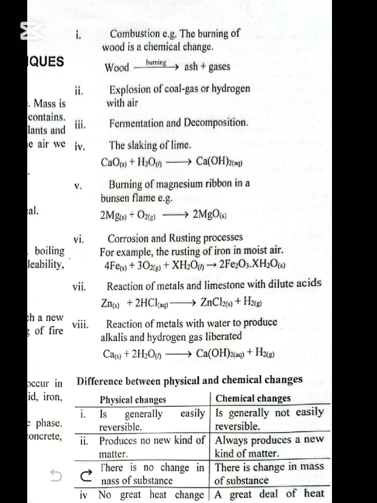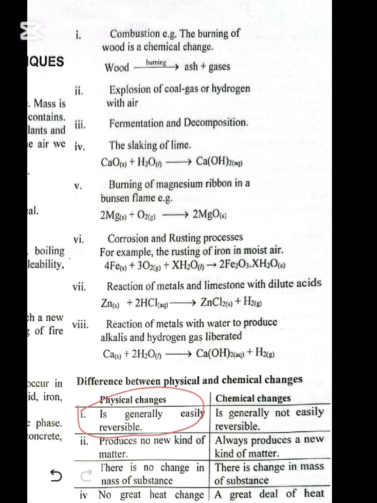What are the differences? From the definition, the first one, it is generally easily reversible. This one under chemical change is generally not easily reversible. Okay, so we go to number 2. Produces new substances. Okay, it produces a new kind of matter. That is, it means it produces new substances.